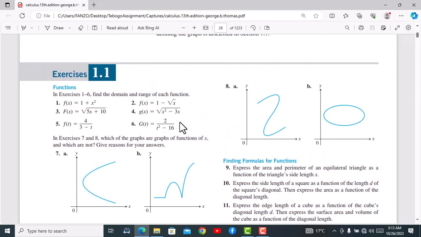Now, this is what we are going to deal with. In exercises 1 up until 6, find the domain and the range of each function. I'm not going to solve all these problems entirely. I'm just going to solve 3 of them because we have 6, and then I will leave you to solve the other 3. This is exactly what we will be dealing with in this tutorial.